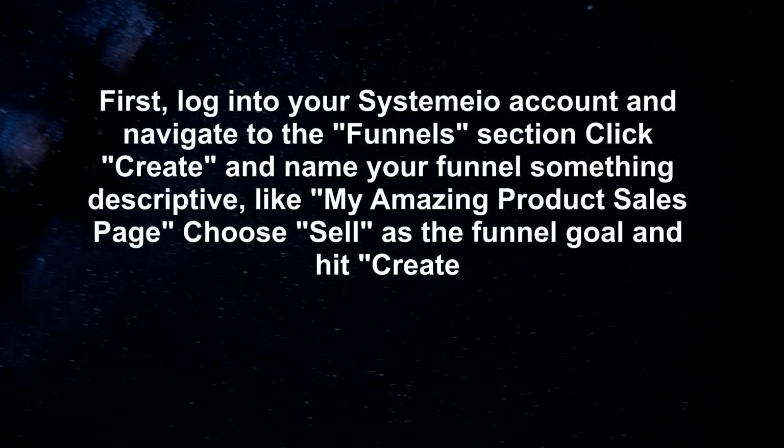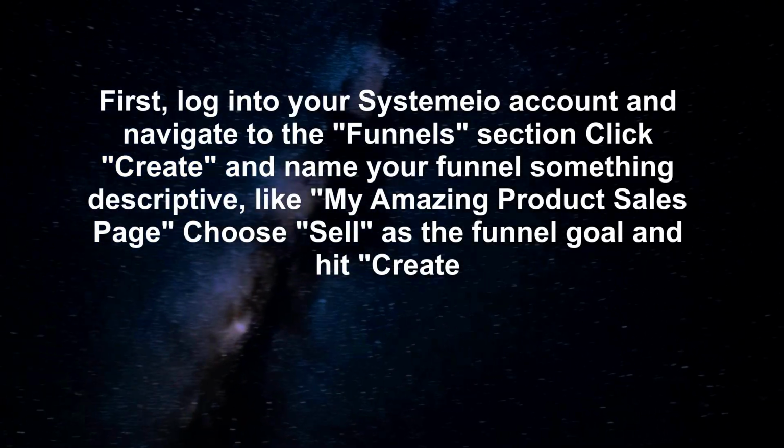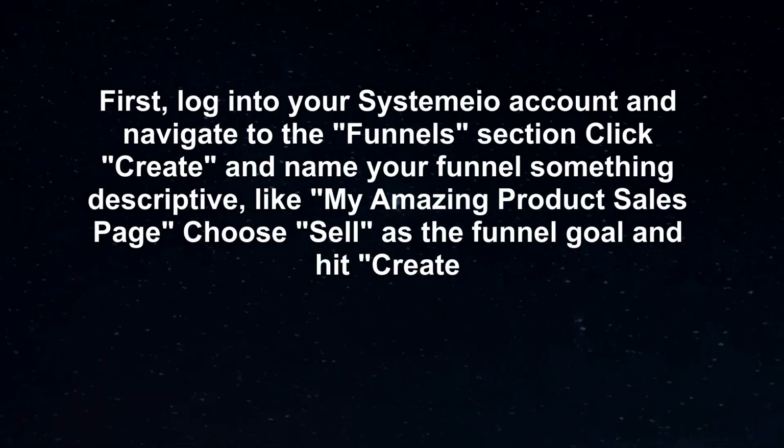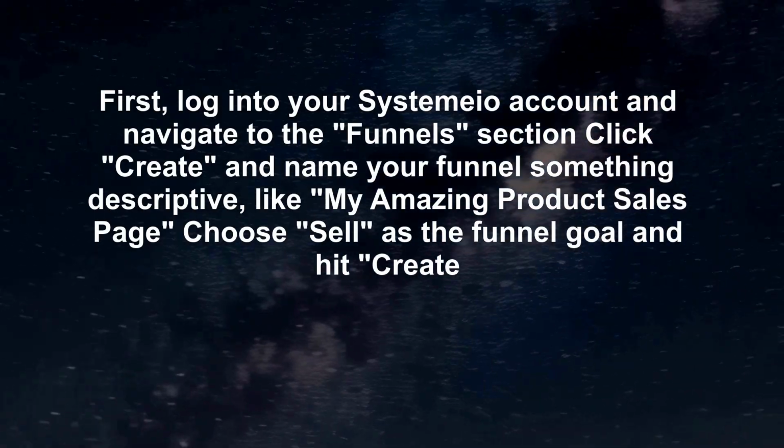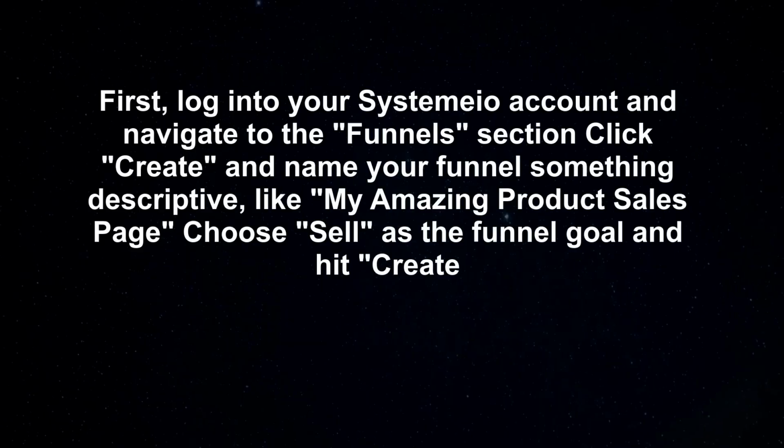First, log into your System.io account and navigate to the Funnels section, click Create, and name your funnel something descriptive, like My Amazing Product Sales Page. Choose Sell as the funnel goal and hit Create.